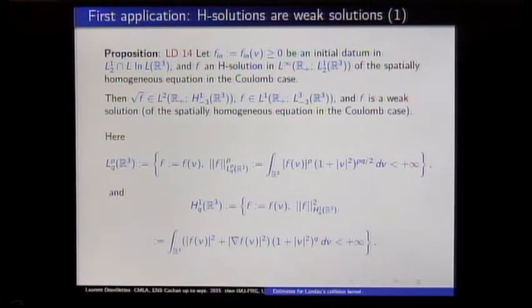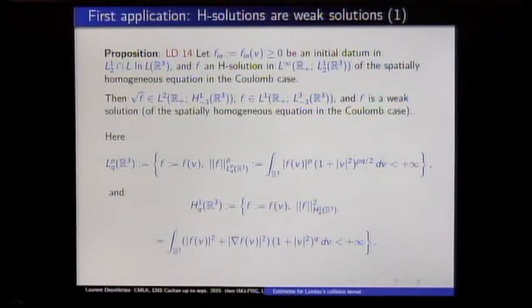So let me now describe in 10 minutes what are the applications of this new estimate on the Landau equation. So the first one is the following. I have defined here what are the weighted LP spaces and the weighted H1 space, but this is really what you can imagine. So the proposition is the following. Now let's take an initial datum which has finite mass, energy, and entropy. And let's take an H solution of the equation. And we know that those exist thanks to the work of Villani of 98. Then this H solution will have the following property. The square root of F will lie in L2 in time with value in this weighted H1 space in V. And F itself will be in L1 in time with value in L3 in V, so with a weight.